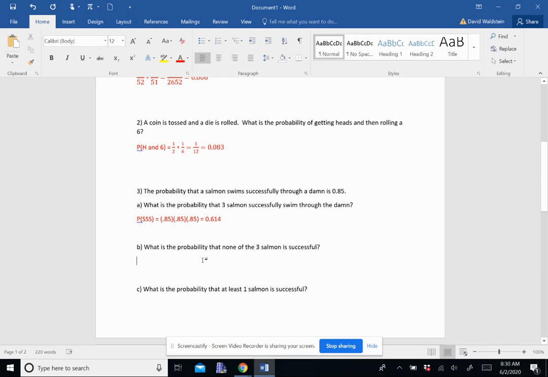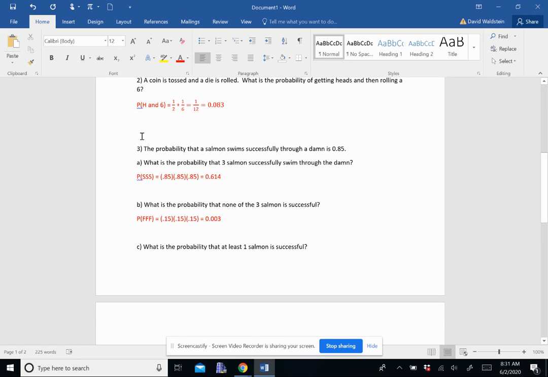All right, what's the probability that none of the 3 salmon is successful? Now, this is kind of interesting. So that's failure. If the probability of success is 0.85, then I can just say the probability of failure is 1 minus 0.85, which is 0.15. So failure, 0.15, failure, 0.15, failure, 0.15. And that is 0.003.